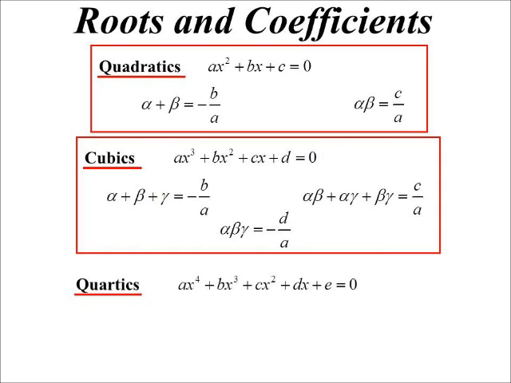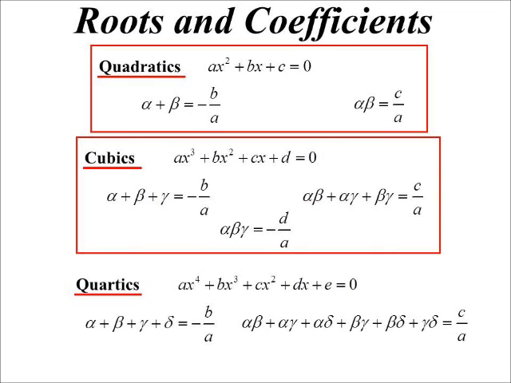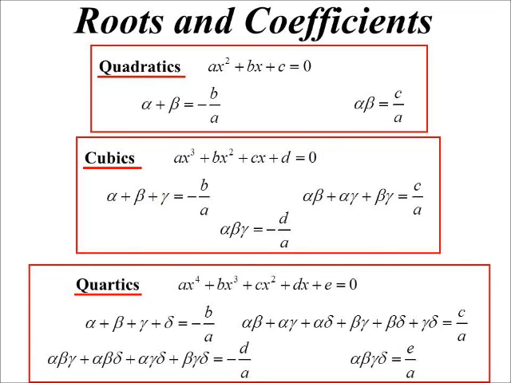So the signs alternate. It starts minus, then plus, then minus, and so on. So if we had a quartic, sum of the roots, 1 at a time, is minus b on a. Sum of the roots, 2 at a time, c on a. Sum of the roots, 3 at a time, minus d on a. And 4 at a time, e on a.